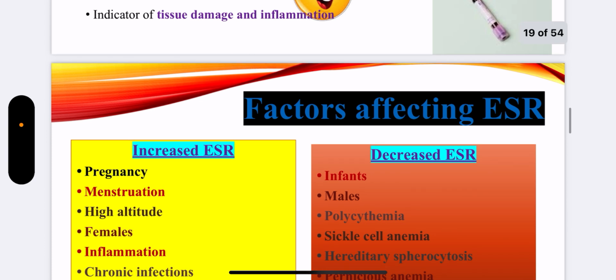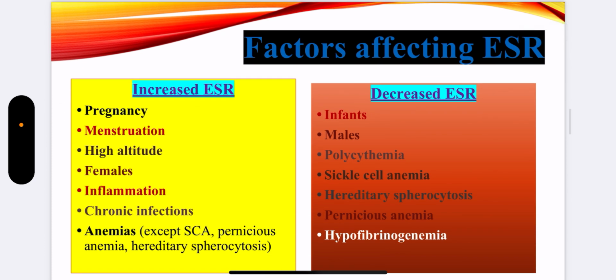So there are certain factors in which the ESR is increased or decreased. It can increase during pregnancy. These are the physiological factors. Pregnancy, menstruation. Normally in females, it is more as compared to males. Also if a person stays at high altitude for a longer duration. Regarding some pathological conditions, ESR can be increased during infection, inflammation, and in case of anemia, but not in case of sickle cell anemia, pernicious anemia, and hereditary spherocytosis.